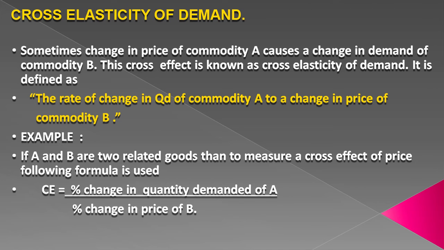Cross elasticity of demand. Sometimes change in the price of commodity A causes a change in demand of commodity B. This is known as a cross effect. When we measure a cross effect, that is known as cross elasticity of demand. We write it as the rate of change in quantity demanded of commodity A to a change in the price of commodity B. For example, if B and A are related goods, then to measure a cross effect of price, the following formula is used.